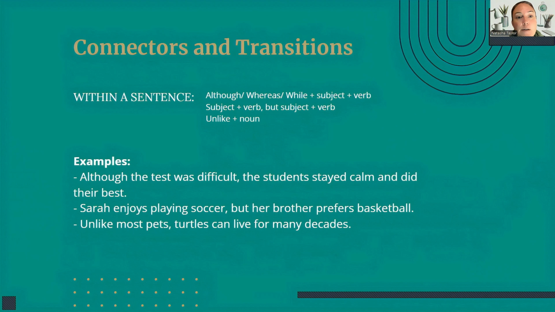And some examples of how to have connectors and transitions within a sentence are for these structures: although or whereas or while plus subject plus verb, or subject plus verb, comma, but subject plus verb, or unlike plus noun. So let's put this into practice. Here are some examples. Although the test was difficult, the students stayed calm and did their best. Sarah enjoys playing soccer, but her brother prefers basketball. Unlike most pets, turtles can live for many decades.